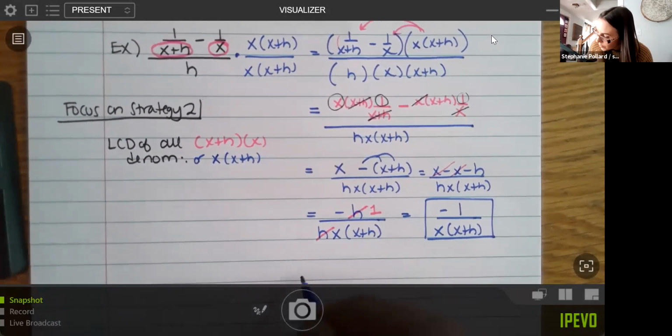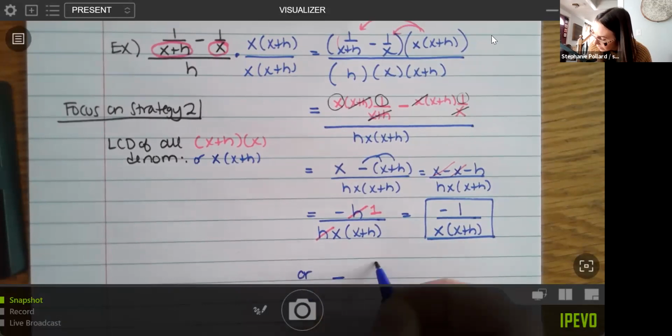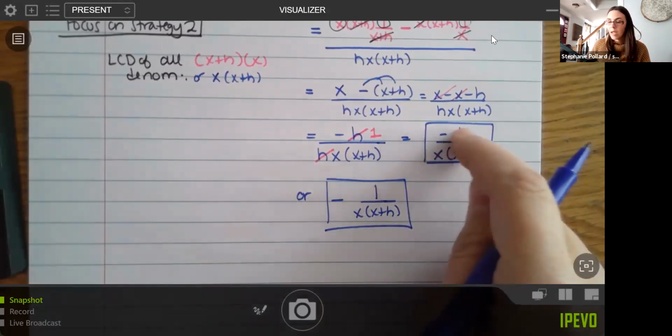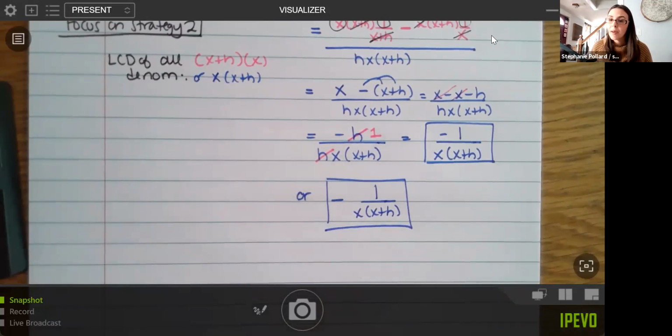You can also write it with the negative out front. So if you want to, you could write it like this, just as a side note in case you write it a different way. They're both the same thing. Whether you have the negative up top or you have it out front, it doesn't matter. You have the same answer here. So that would be the simplified problem, again, using strategy 2.